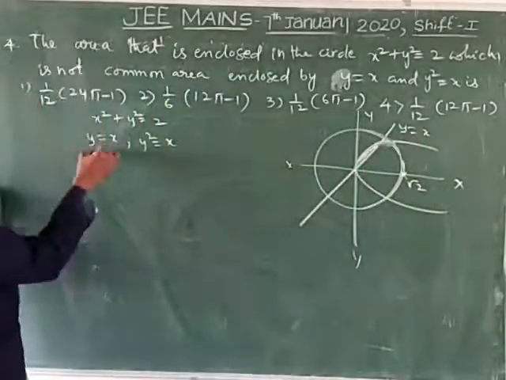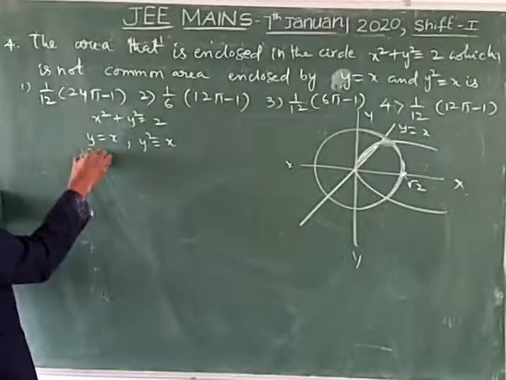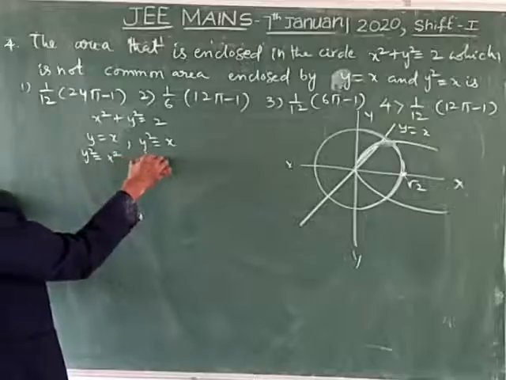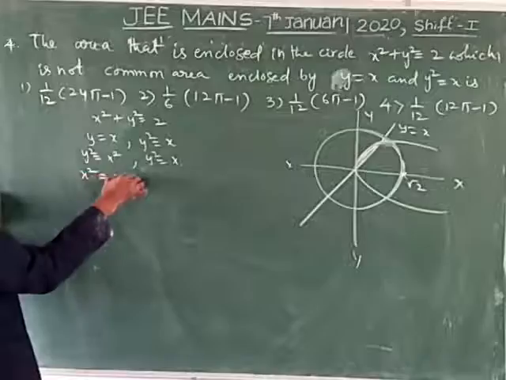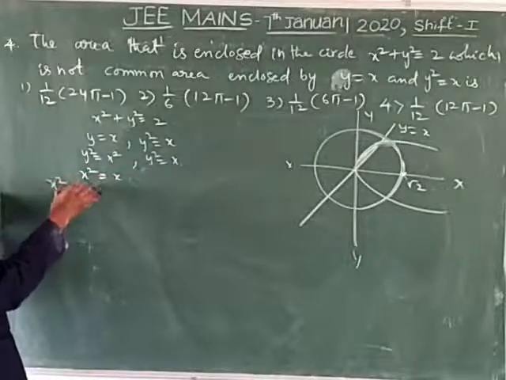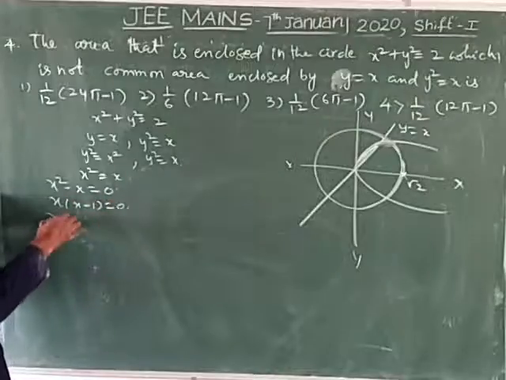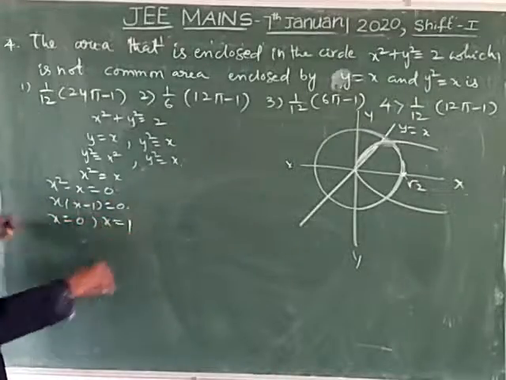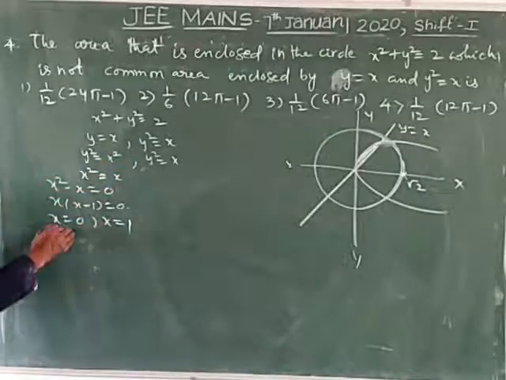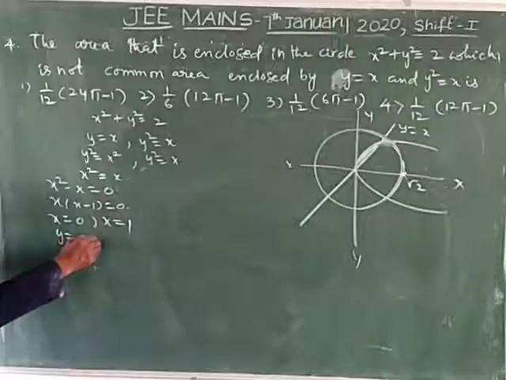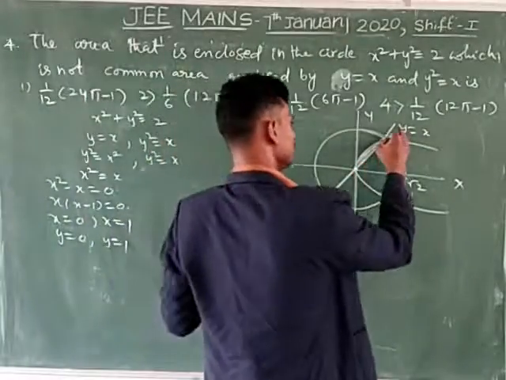See here, now y² = x. Here you have to square on both sides. This one also, y² = x² and y² = x. Both y² are equal, then x² = x. Now x² − x = 0, x common, x(x − 1) = 0, then x = 0 and x = 1. Here x = 0 means y is also 0, x = 1 means y is also 1. Then we know the limits are from 0 to 1, and the point (1, 1).